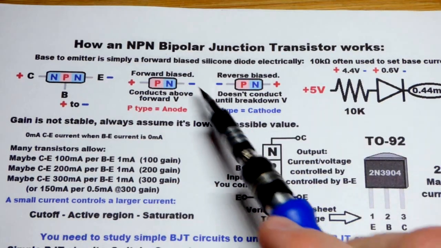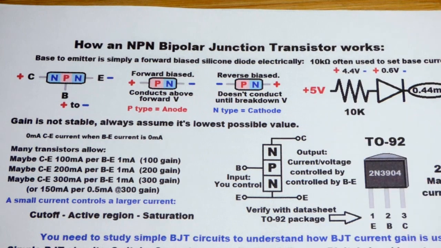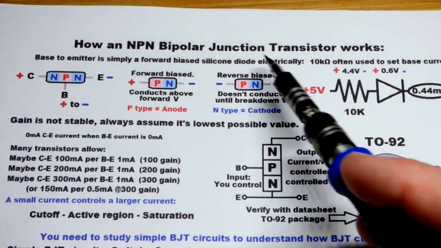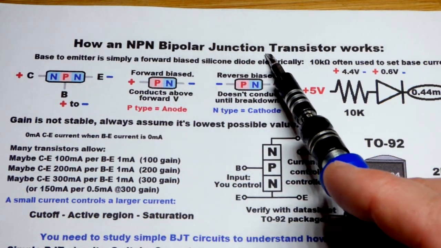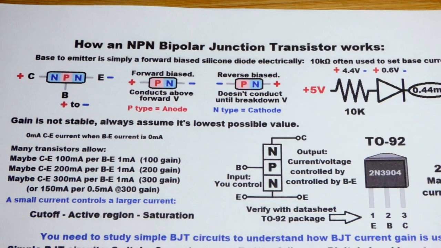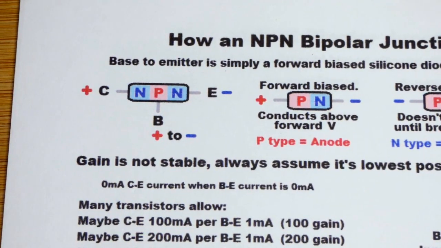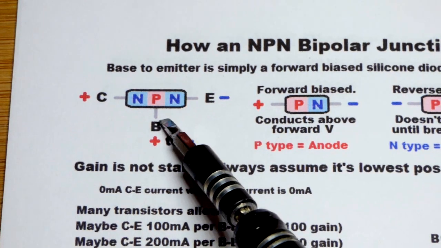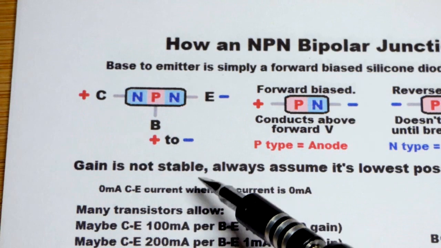So now in this video, we're going to look at the NPN bipolar junction transistor in more detail than I usually look at it. A lot of times you'll see BJT as the abbreviation for bipolar junction transistor. The NPN is the chemical makeup of the transistor. And so here we have it, and I also wrote the polarities.